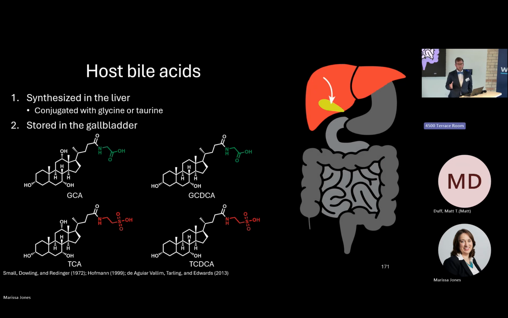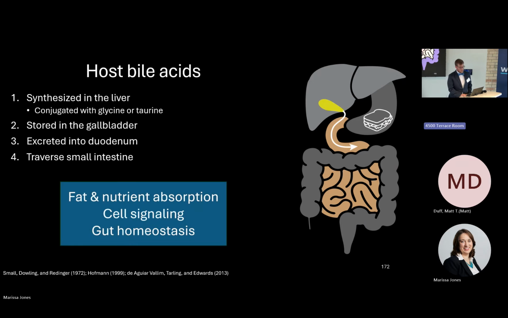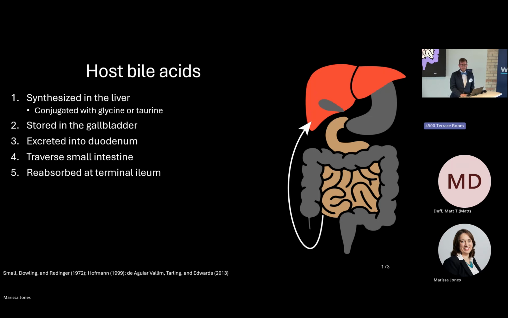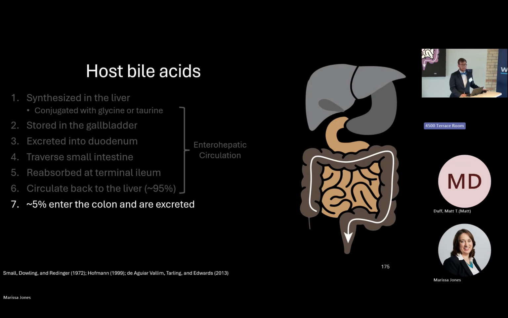This then results in our suite of host conjugated bile acids, where they're then stored in the liver. And upon consumption of a meal, they are excreted into the duodenum, where they circulate throughout the entire small intestine, aiding in various facets such as fat and nutrient absorption, cell signaling, and maintaining overall gut homeostasis. They're then reabsorbed at the terminal ileum, circulating back to the liver for reconjugation and recirculation. This is about 95% efficient. And the process itself is known as enterohepatic circulation. However, the remaining 5% will enter the colon and are excreted with feces.